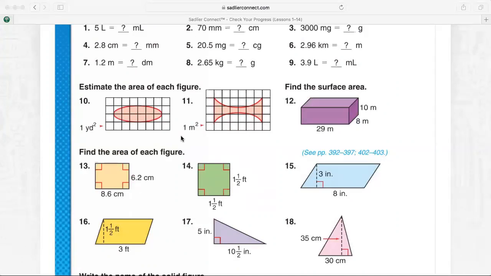Why? How did I know it's a rectangle? Why is it not a square? Because of the length and the width. Yes, because the length and the width are not equal to each other. In number 14, the two numbers that are given to me are equal, 1.5 feet and 1.5 feet, so it is a square. But in number 13, the length and the width are different.